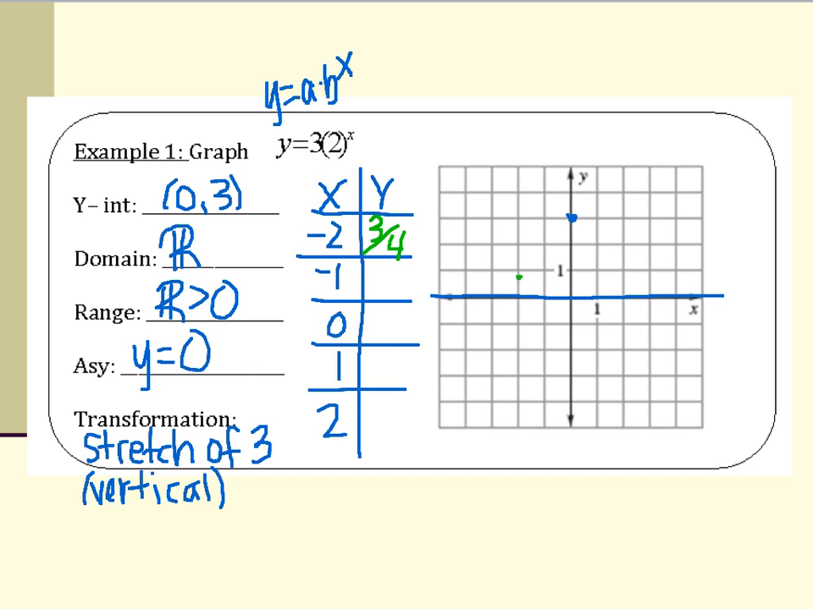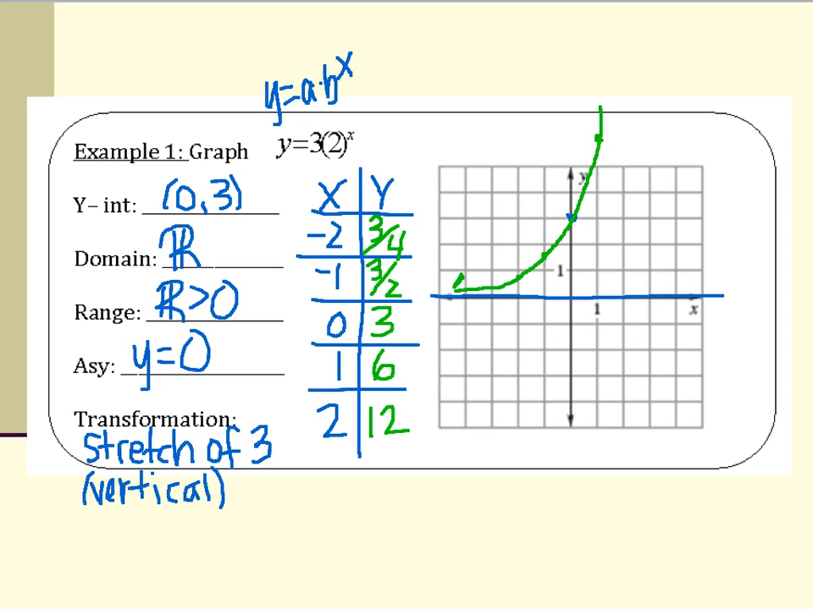For -1, I got the point 3/2. So -1, 3/2 is right about here. 0, 3. We knew just by looking at the equation, that's your y-intercept. If you plug 1 in, you get 1/6. And 1/6 is off my graph, so I know I don't need to go any further, but if I did, I would get 2/12. So now I'm just going to connect my points, draw my nice exponential growth curve.